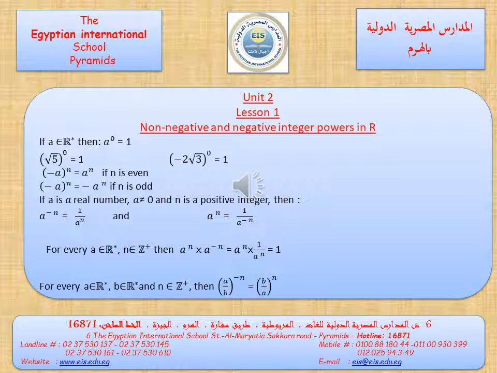Example, 2 over 3 to the power negative 2. We can't write negative 2 in the power. So what shall we do? We write it as 3 over 2 to the power 2. Once I changed the numerator to be the denominator, I changed the power too. Instead of negative, it became positive.